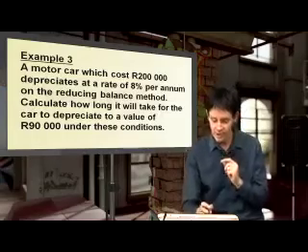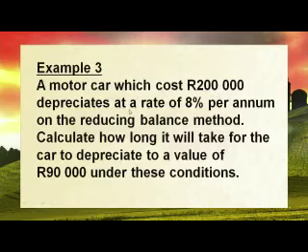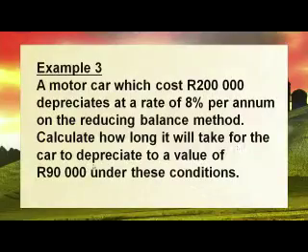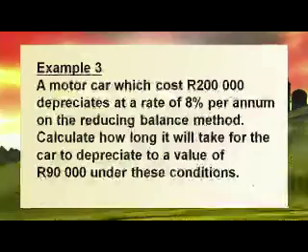But now let me show you what happens. If you've got a motor car which costs 200,000, depreciating at 8%, its value is going down. And we're going to use the reducing balance. Remember, you get the linear, and they always ask reducing balance. Calculate how long it will take for the car to depreciate to a value of 90,000 under these conditions. Okay, so who knows what the formula for depreciation is? Let's see if someone can. A is equal to P, open bracket, 1 minus i, close bracket, to the exponent of n.